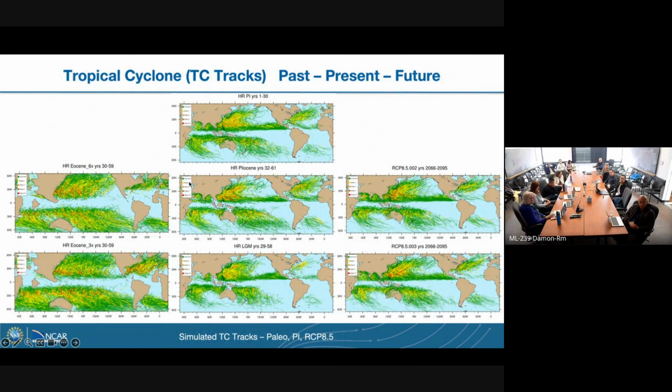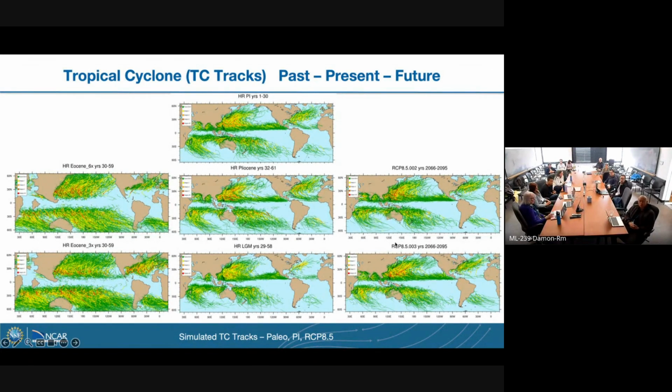If we look at the Pliocene here, you see the Pliocene and the RCPs are relatively similar, both have a poleward extension of tracks in the North Atlantic. It is interesting, and this has been noted in other works, that if we look closely at the RCP 8.5s, you have more storms that are likely to form and traverse close to the eastern US.